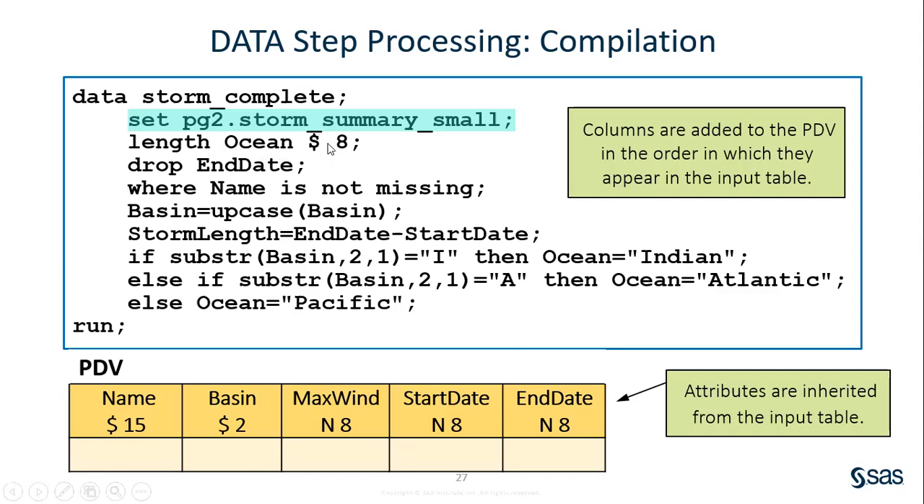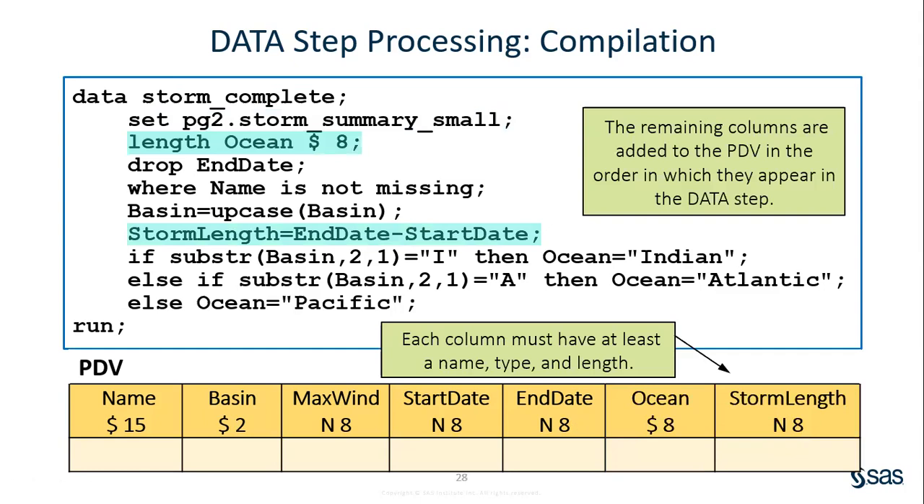Dollar indicates it's character. Length is 8. Now the length is given for ocean. It will first check the PDV: is ocean already there in the PDV? No. So it will add ocean as a new column, and because it's $8, it will assign that attribute. When SAS moves ahead, it will check whether any new column is to be added. So it finds it's an assignment statement.